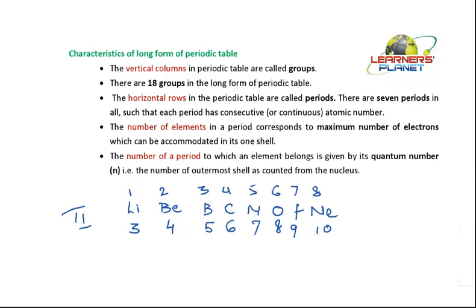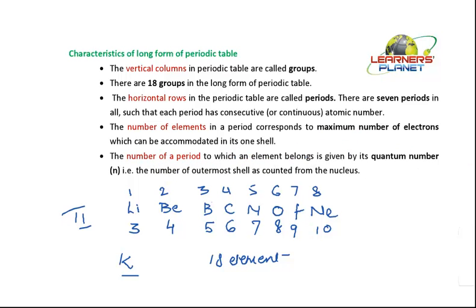Whereas if I talk of potassium, there are 18 elements in this period. So in the fourth shell, it can accommodate 18 electrons. So what is it saying, students? The number of elements in a period corresponds to the maximum number of electrons which can be accommodated in its one shell.